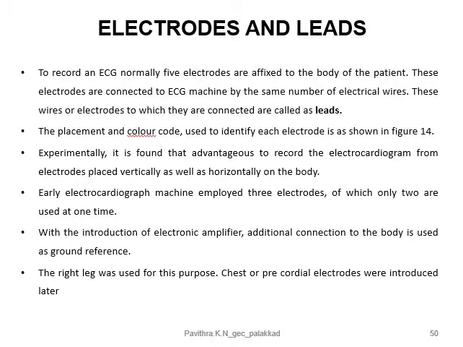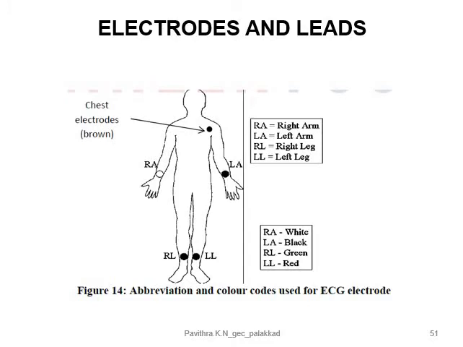So normally in order to record an ECG, 5 electrodes are fixed to the body of the patient, and to these electrodes we connect the same number of electrical wires, and these electrical wires are then connected to the electrocardiograph. So the wires which are used to connect these electrodes to the electrocardiograph are known as leads, and this figure shows the placement of the 5 electrodes.